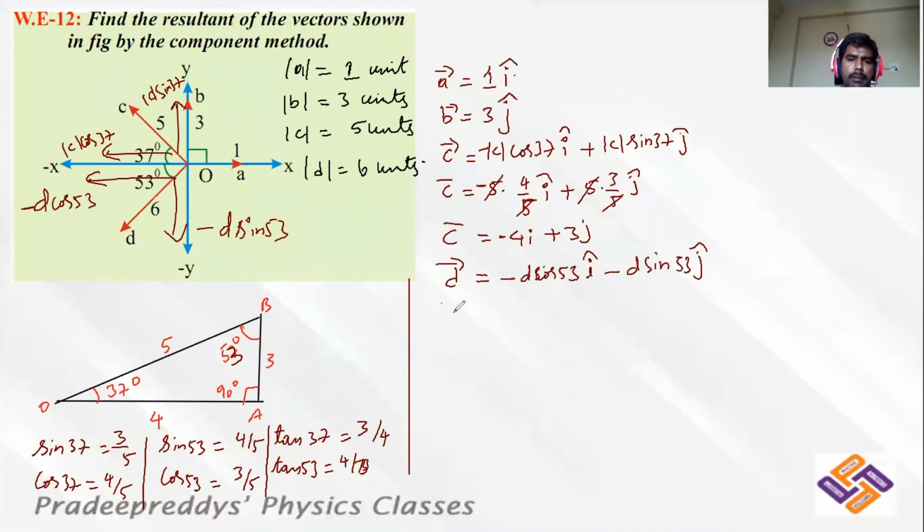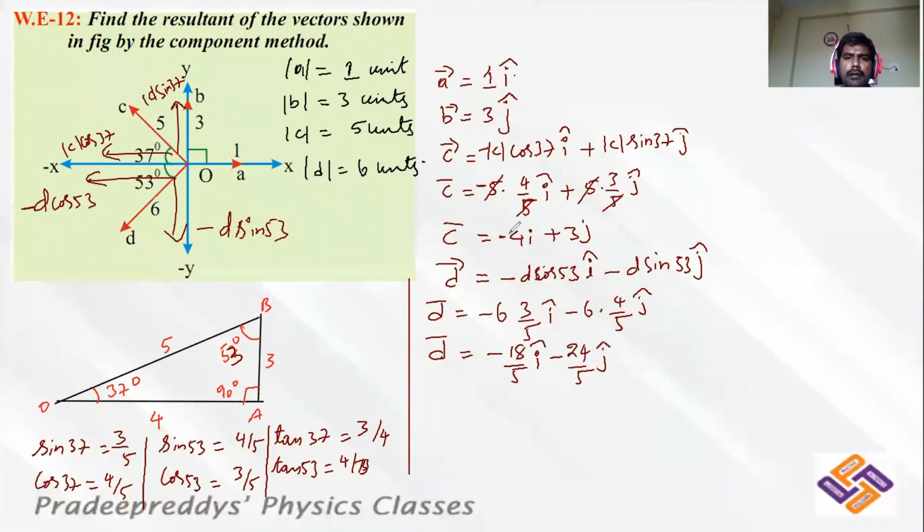So D bar is equal to minus of, d magnitude is 6, cos 53 is 3 by 5 i cap, minus 6 into sine 53, 4 by 5 j cap. Okay, so D bar is equal to minus 18 by 5 i cap minus 24 by 5 j cap. So A bar, B bar, C bar and D bar, all those we have calculated. This is A bar, this is B bar, this is C bar, and this is D bar.